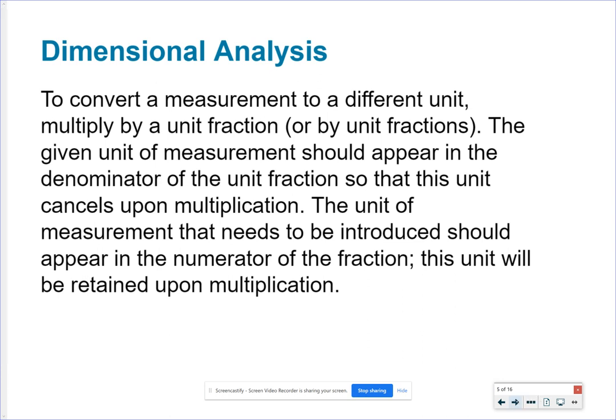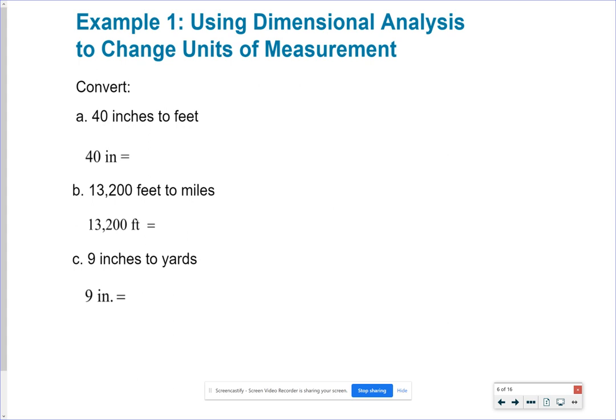So let's dive in. Example 1, using dimensional analysis to change units of measurement. So we're going to convert 40 inches to feet. So I'm going to start by taking that 40 inches and putting it over 1. I can just put a denominator of 1 on there, right? Now I'm going to multiply by my unit fraction. I need to have inches in the denominator, and I need to have feet in the numerator. Well, I have a nice unit multiplier, a unit fraction, that has 1 foot over 12 inches.